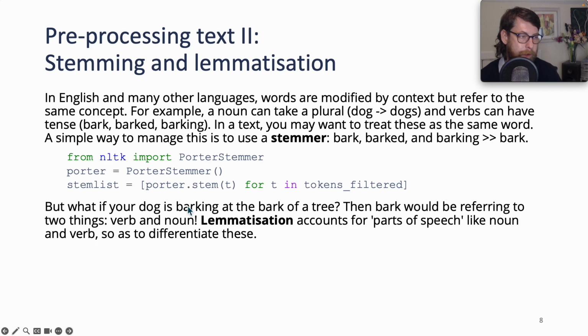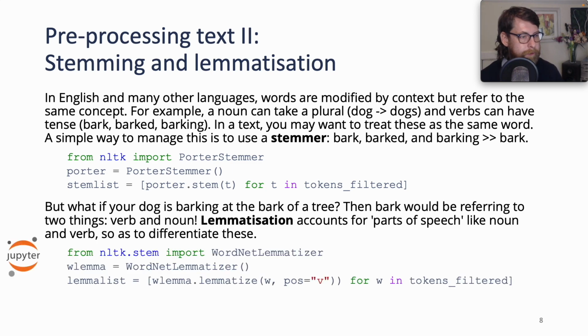And you see here, well, what if your dog is barking at the bark of a tree? Now that's a problem for a stemmer because it's going to conflate the two different versions of bark. But at the same time, we've had ways to consider this, and one of them, which you might consider a bit more advanced than stemming, is lemmatization. What that does is it accounts for parts of speech, like noun and verb. So now you can see down here that instead of a stemmer, we've imported a lemmatizer. The lemmatizer takes a little bit longer to run because it has to think about the words in relation to a model of them.